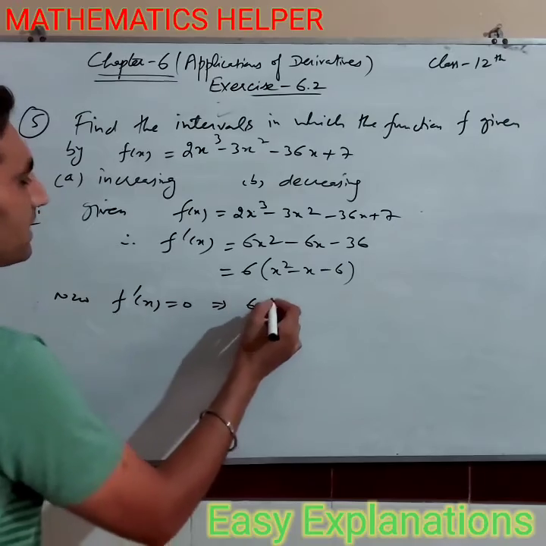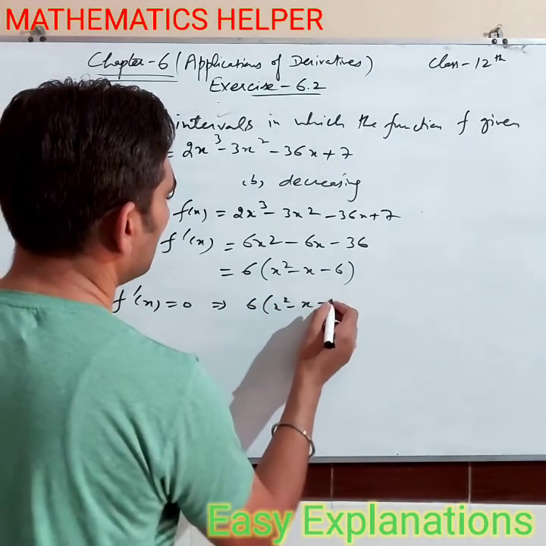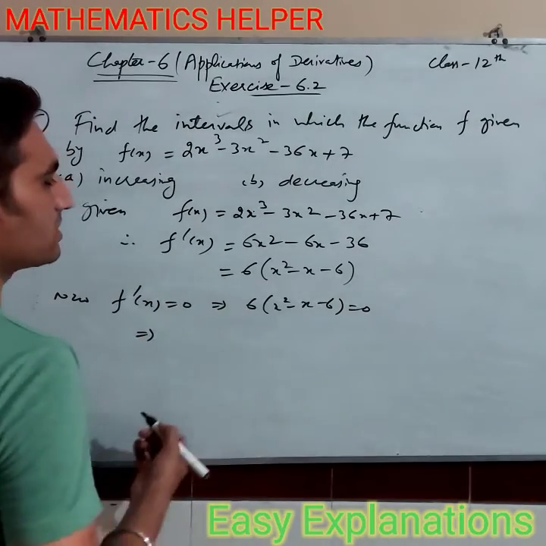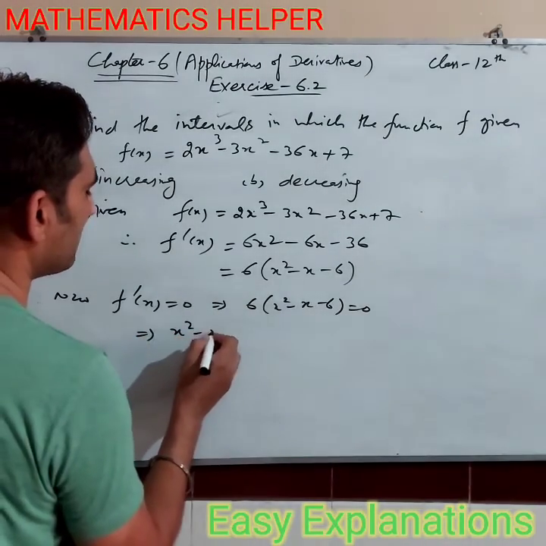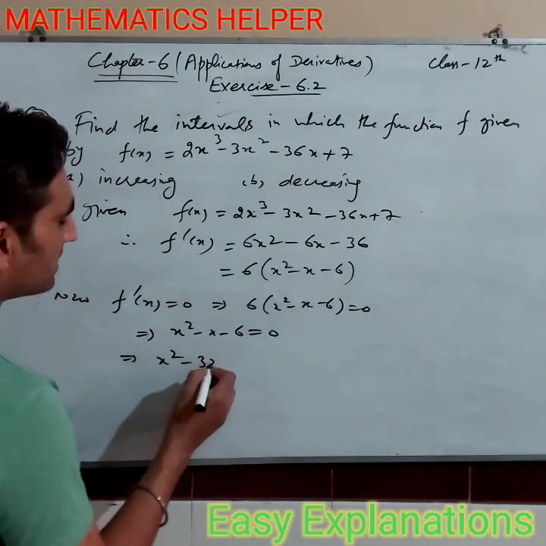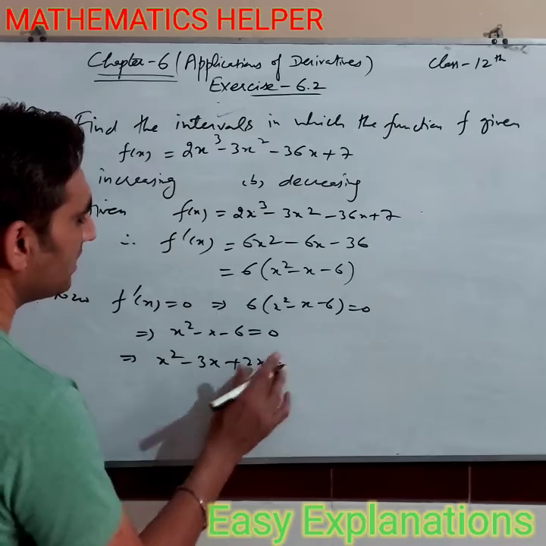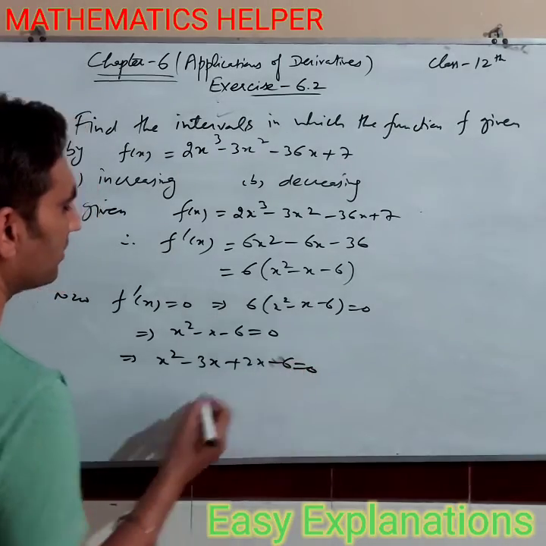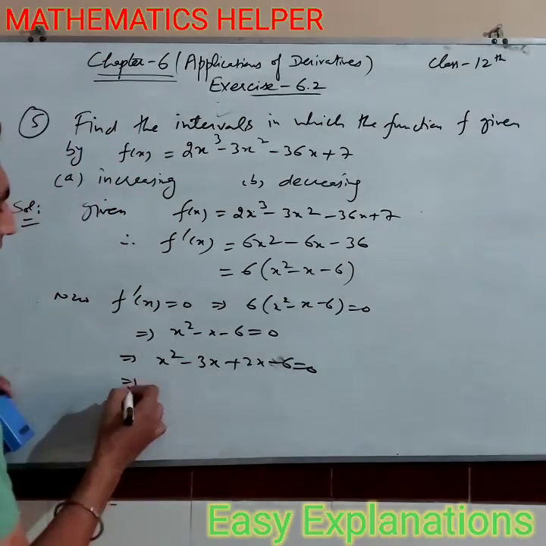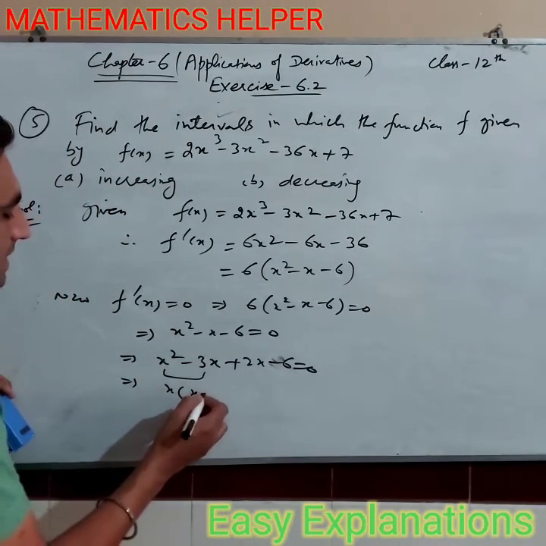It implies 6 times x square minus x minus 6 equal to 0, or 6 we can shift below, it will be 0. X square minus x minus 6 equal to 0. Try to factorize if possible. Its factors are x square minus 3x plus 2x minus 6 equal to 0. This you should know, it is the splitting the middle term method. Now it will give, from the first two we have x common, x minus 3 left.